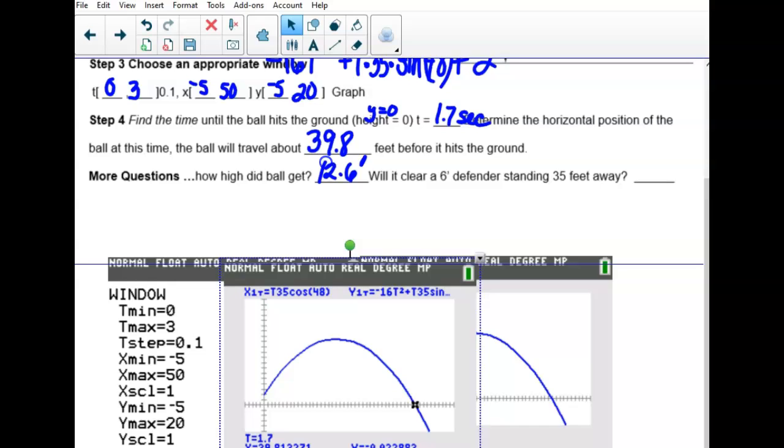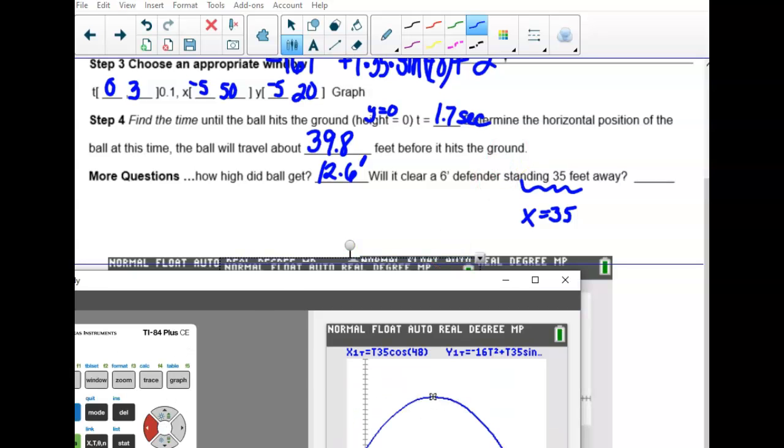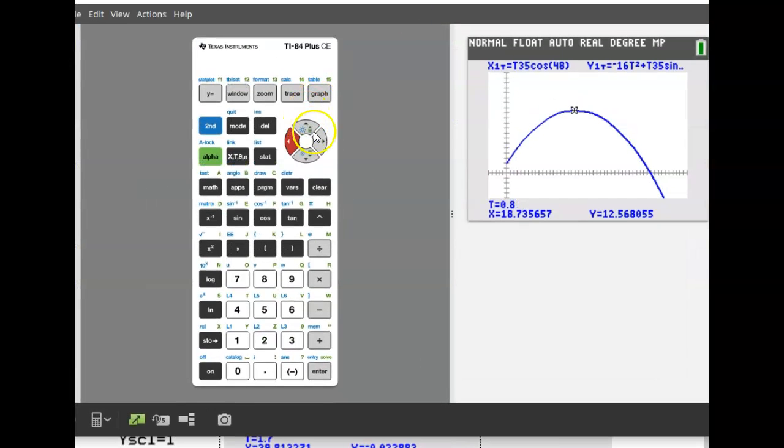Okay. Will it clear a 6-foot defender standing 35 feet away? Any ideas what we want to make this happen? How we want to check this out? Okay. Which value do we want to be close to 35? X. So we want X to be as close to 35 as we can make it. So if I trace forward in time till X is as close to 35 as I can get.